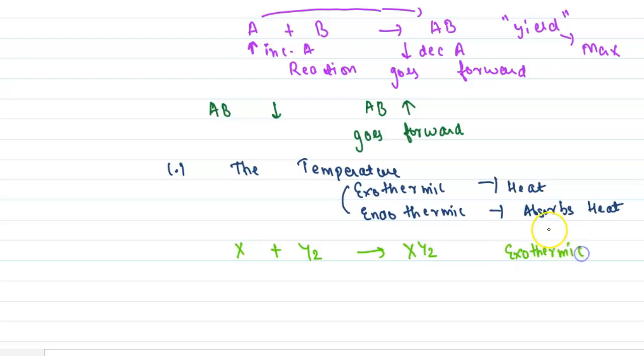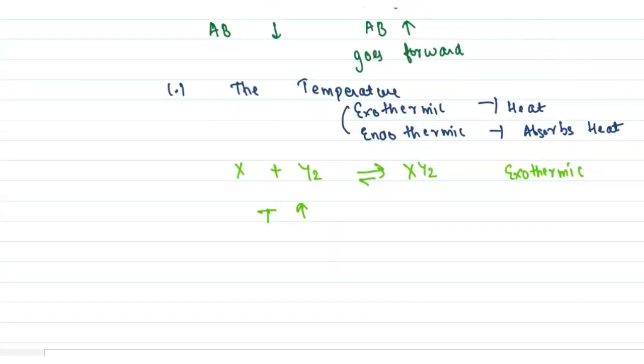Now, first of all, remember, Le Chatelier principle is applicable to reversible reactions. That means these reactions will always be in equilibrium. This sign has to be perfect. Okay. So now coming to this reaction, the formation of XY2. Now what you do is you increase the temperature for this reaction. What will be the effect on equilibrium?